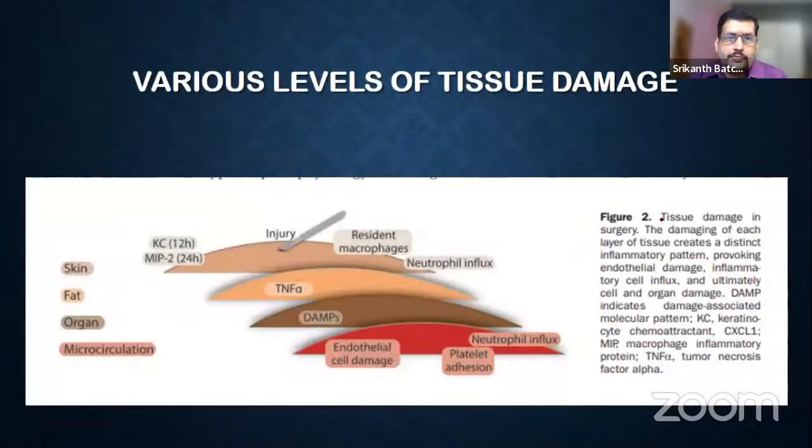So this is briefly a diagram depicting the injury to various levels of our body: skin, fat, organ, and microcirculation. And accordingly, the inflammatory mediators or chemokines and interleukins are released. Which organ you are going to damage, how deep it is. So it all depends on the extent of injury to our body and also the duration of the injury.